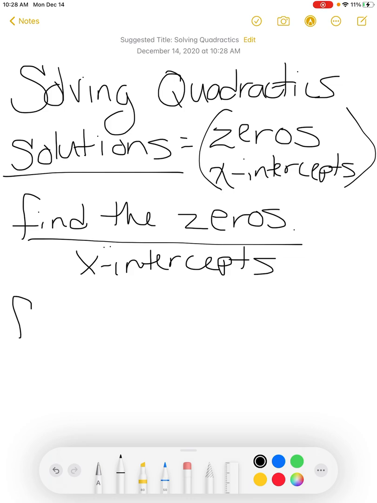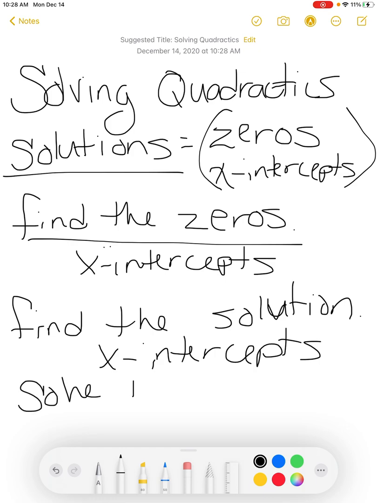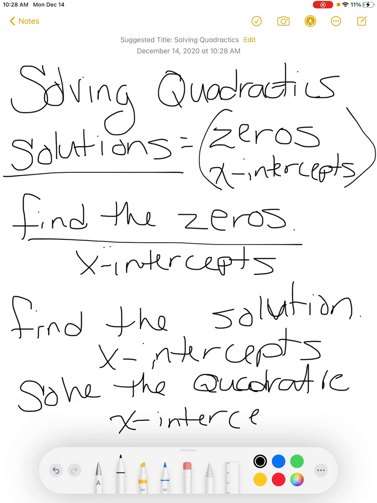Sometimes it's going to say find the solution. And they're talking about the x-intercepts. It might even say solve the quadratic. And again, it's talking about the x-intercepts. And I want you to know this because no matter what the worksheet and or computer program says, they all mean the x-intercepts.